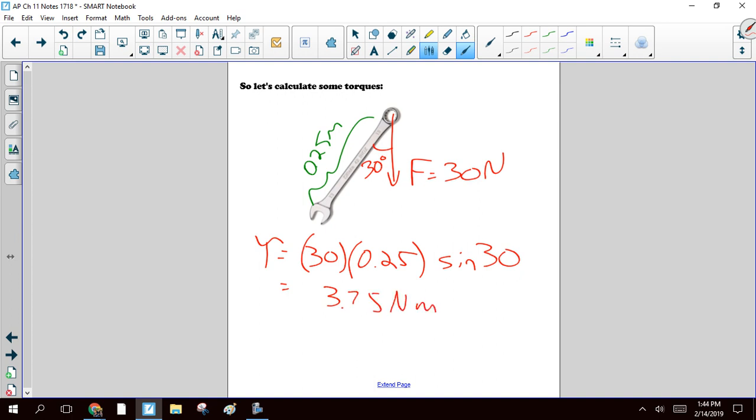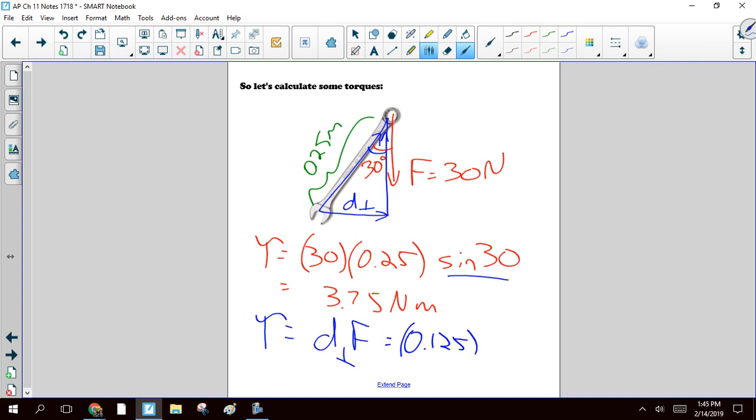Okay. Now, just to make a point, this is the exact same thing as doing torque equals distance times force, but let's find the component of the distance that's perpendicular to the force. So here's my distance. Draw a little vector triangle. So here's my D perpendicular, right? That's 0.25 times the sine of 30, so it gives you the same answer. D perpendicular is half of 0.25, so that's 0.125, times the force of 30 newtons. And it gives you the exact same answer of 3.75 Newton meters. Cool.